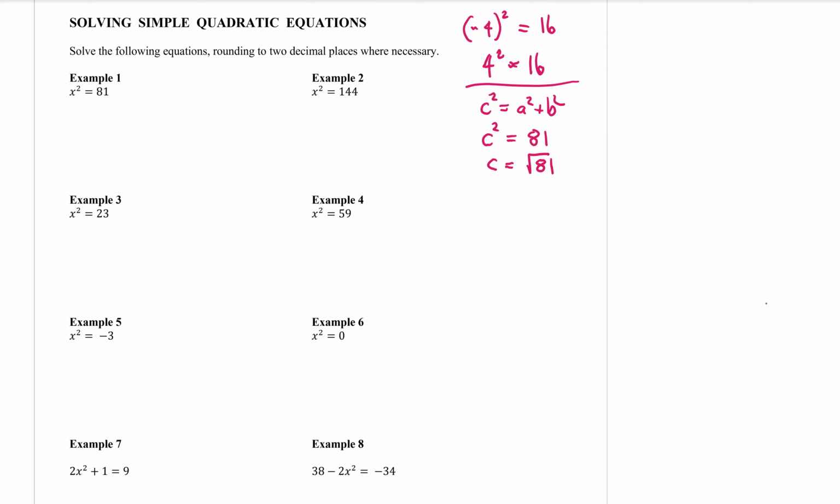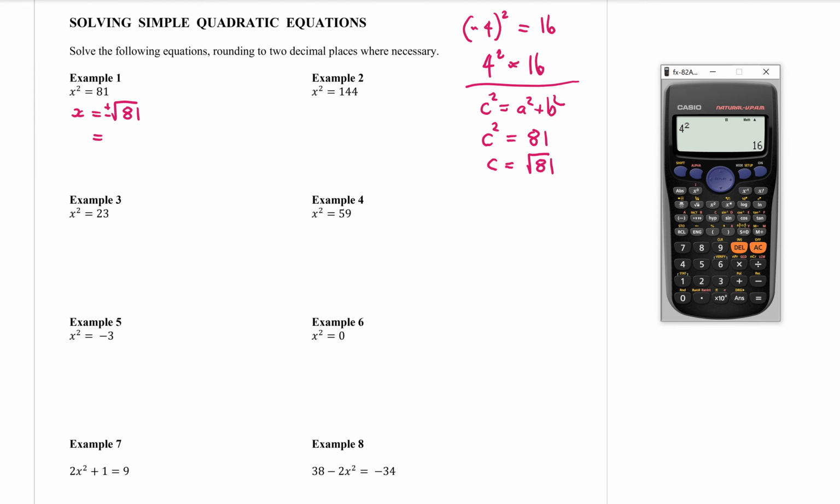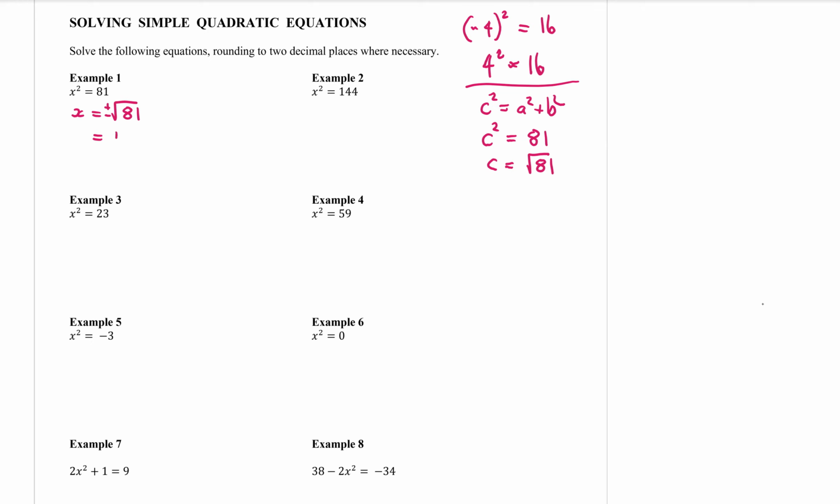So for this example number 1, we have x squared is equal to 81. If I want to get rid of that squared there, the opposite of squaring something is that I want to square root the other side. I want to square root the 81. But it needs to be a positive or a negative 81. Now on the calculator, you can actually type in square root of 81, and you will get that that is equal to 9. So that is a positive or a negative 9 that could have been the value for x.